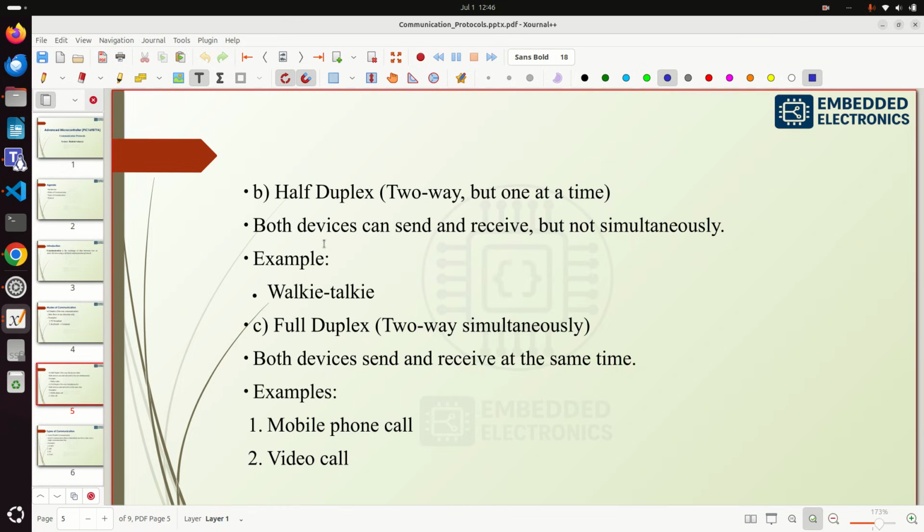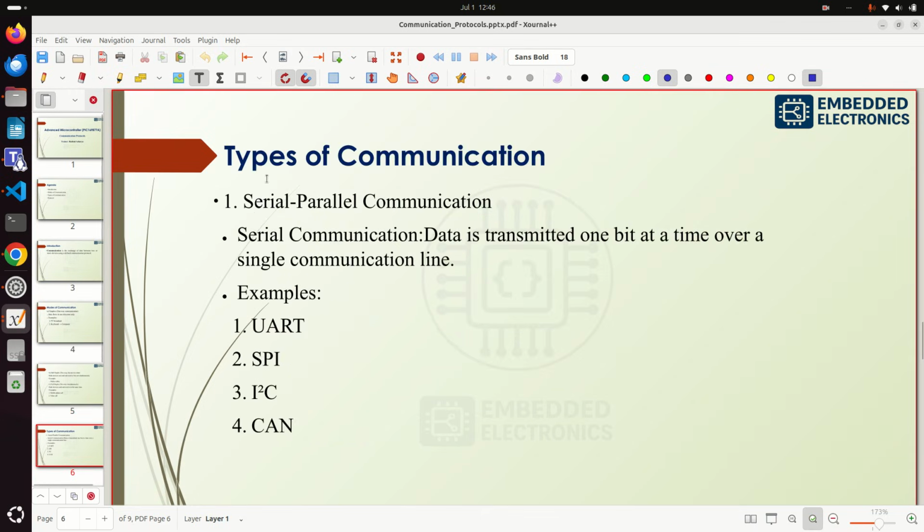But in full duplex communication, that is two-way simultaneously, both devices send and receive at the same time. So here both parties can communicate simultaneously. For example, a mobile phone call. So you can talk and the opposite party can also talk. There is no restriction like half duplex, isn't it? So this is full duplex. So these are the modes of communication, and next is the types of communication.